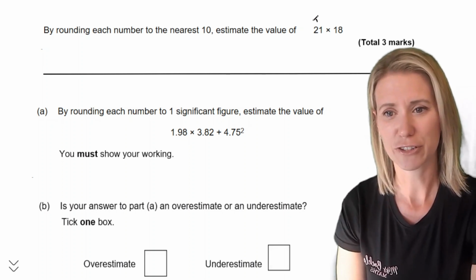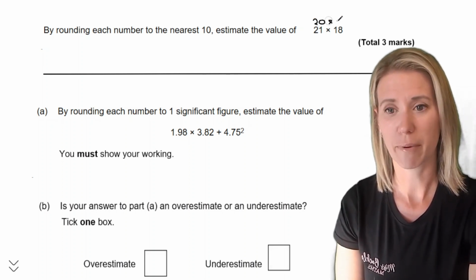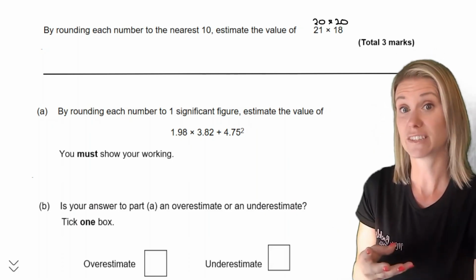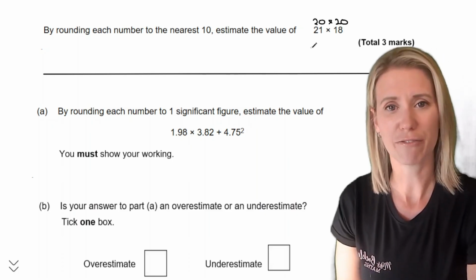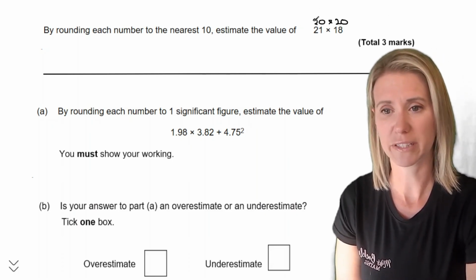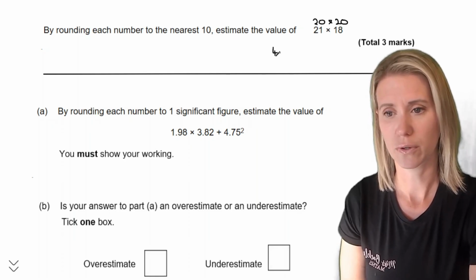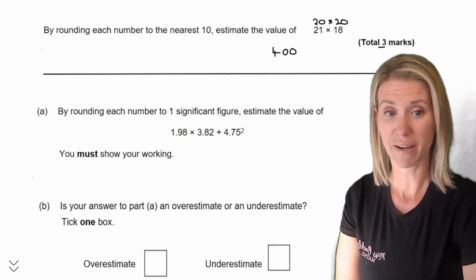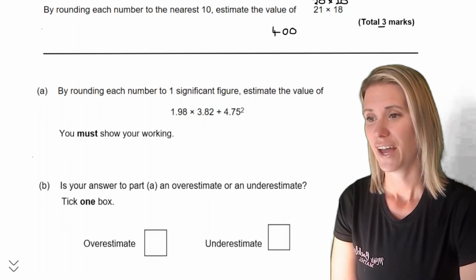However, if you do 20 multiplied by another 20, because they've both been rounded to the nearest 10, nearest one significant figure, you would get 4 marks. And 20 times 20, I'm doing 2 times 2, which is 4, with 2 zeros at the end is 400 for your 3 marks there. Can you believe it? Okay, next one.